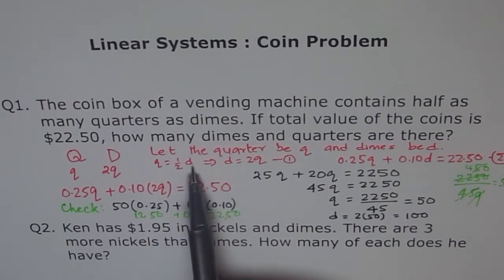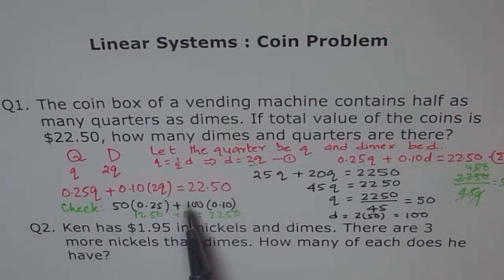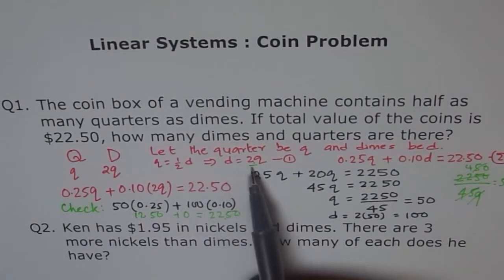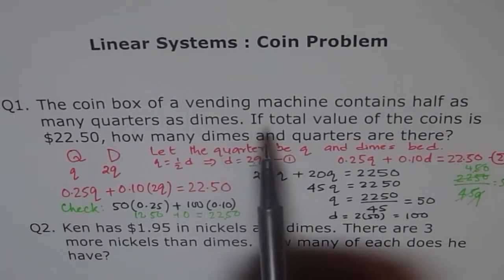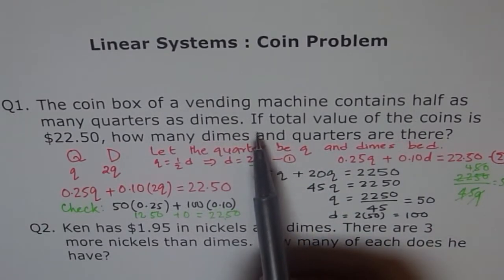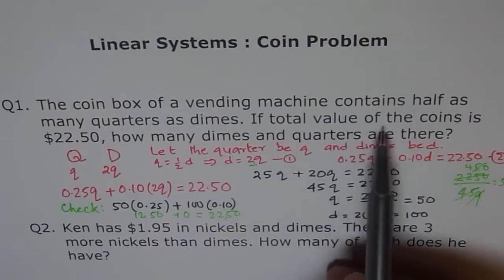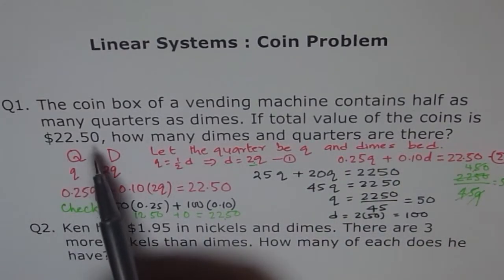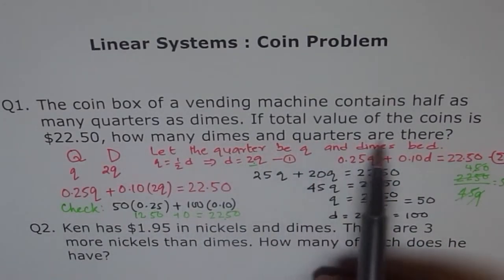And from here, we get how many dimes there are. That means dimes is 2 times quarters, right? So we got one equation saying dimes is 2 times quarters. Now the first condition gave us the first equation, and the second condition is if the total value of the coins is $22.50, how many dimes and quarters are there?